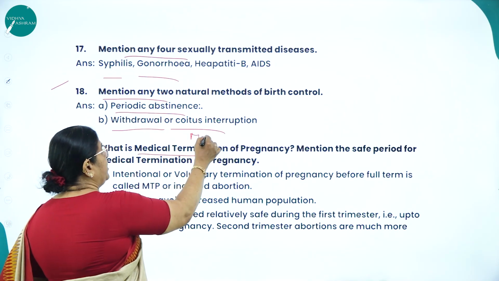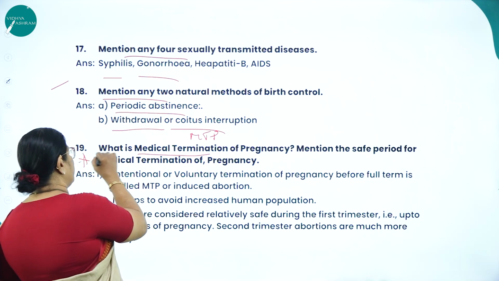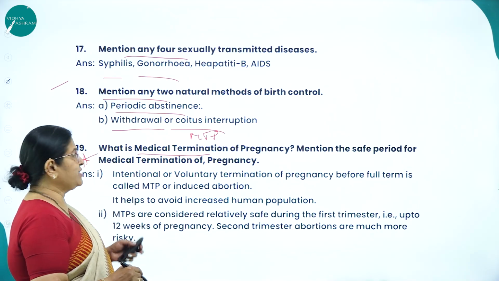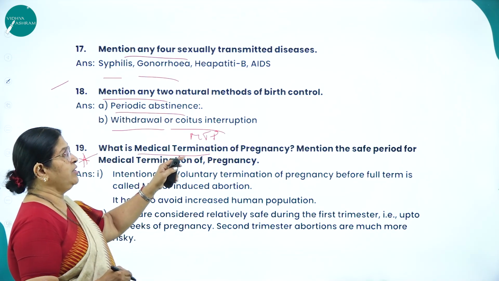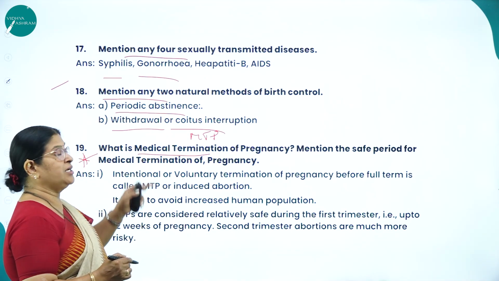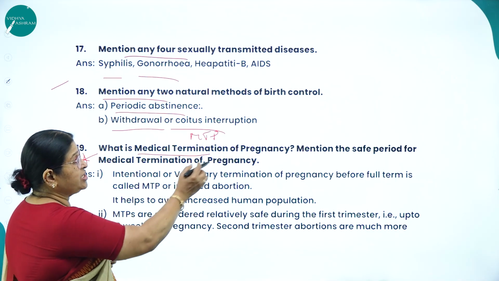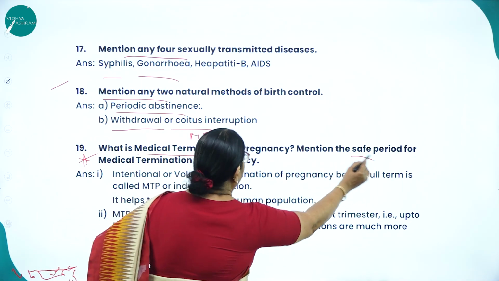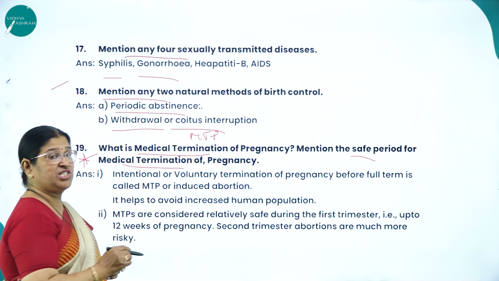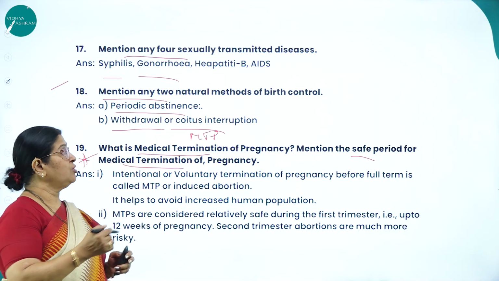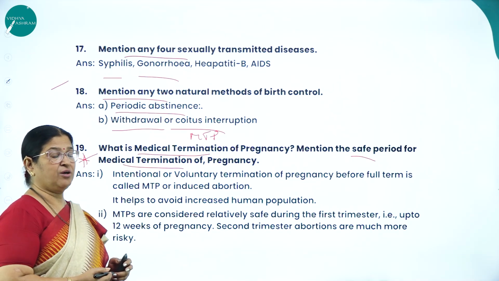Next, what is medical termination of pregnancy? Short form is MTP. Very important question which might also be asked in the coming examination. What is MTP? MTP means what? Medical termination of pregnancy, or it is called induced abortion. Mention the safe period. At what time period of gestation the female can go for this particular technique called MTP.